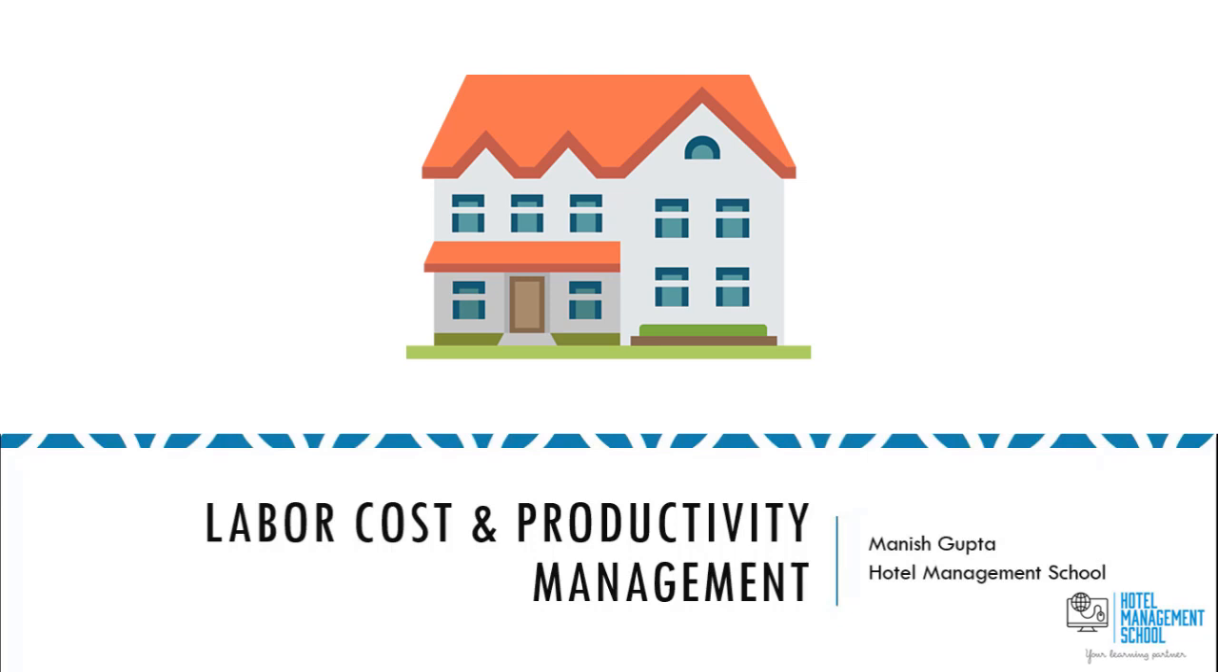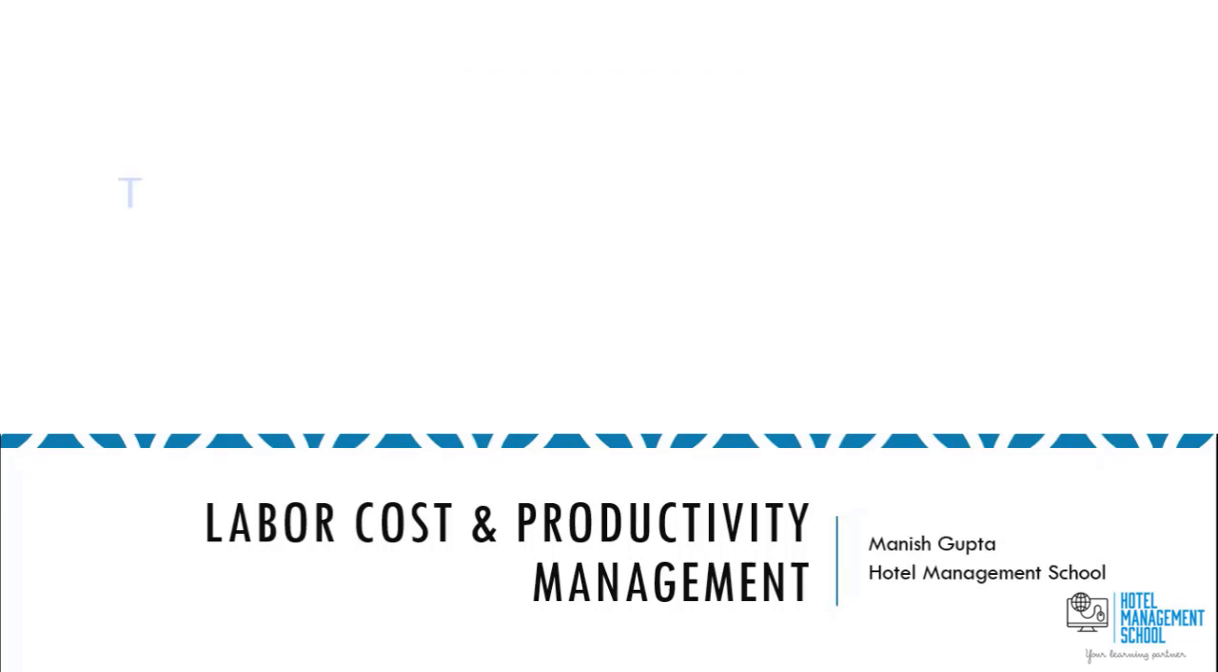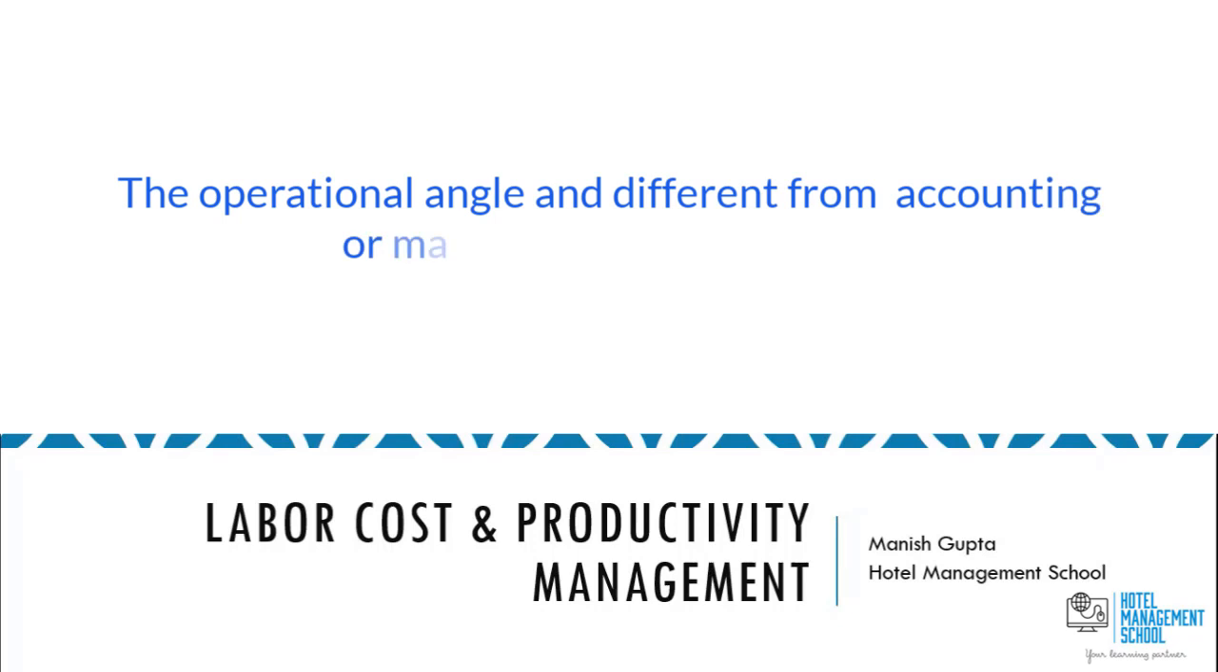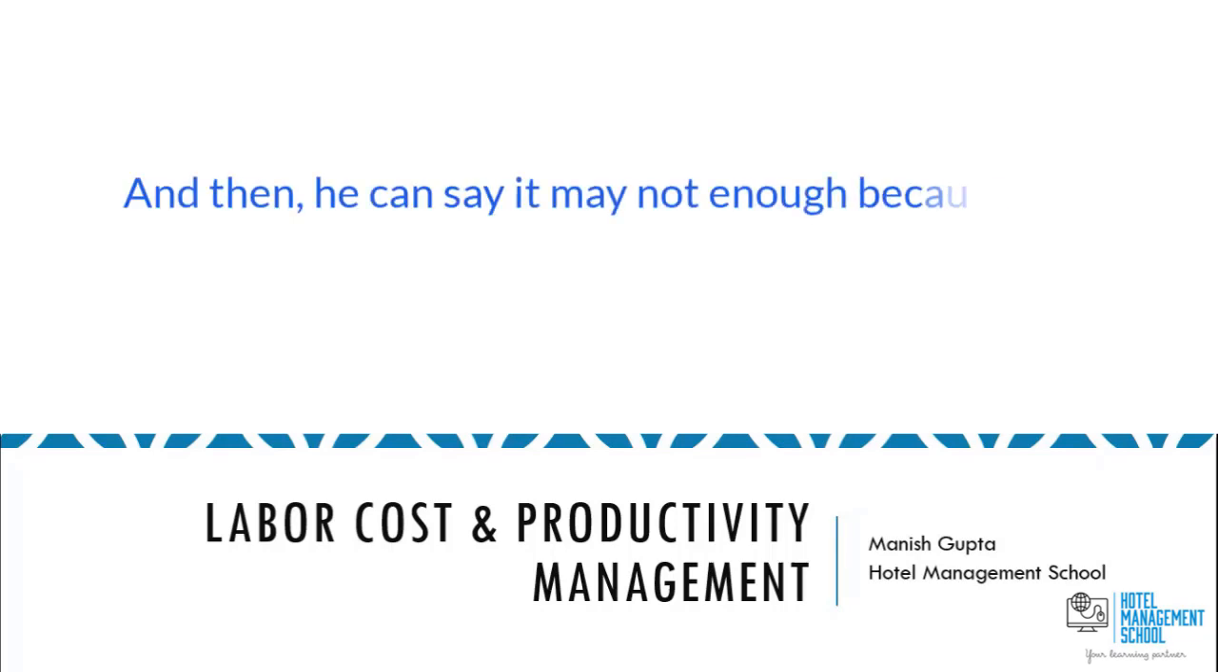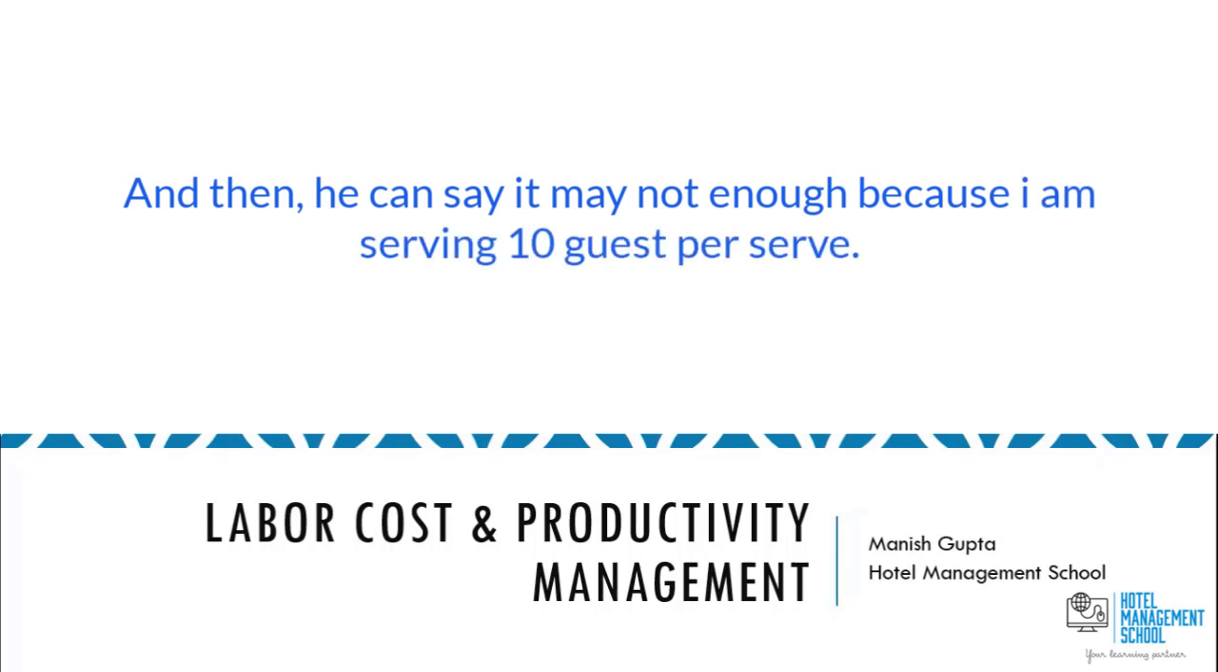In that case, the productivity is different from the operation angle and different from the accounting or management perspective. Management will think I have 4 people, so they are serving only 5 guests each. But operation will think I have divided the labor, I have divided the job into the receptionist, the order taking or running between the kitchen and the service staff. So I have only 2 people to serve the 20 guests, and they can say it may not be enough because I'm serving 10 guests per staff.